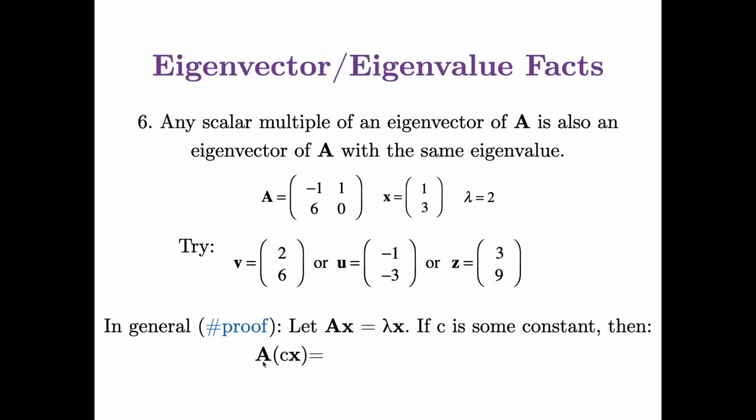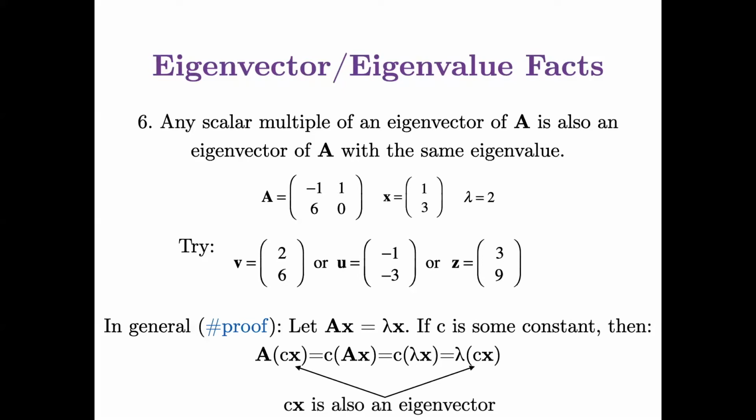then if I multiply A by C times X, that means if I take a scalar multiple of X and multiply it by A, well, since C is just a scalar constant, I can bring it outside of the parentheses, and of course, AX is equal to lambda X. And again, now lambda and C are both constants, and it does not matter in which way I multiply constants, so that would be the same as lambda times CX. So looking at the very left and the very right, I can see here that CX is also an eigenvector of A with the corresponding eigenvalue lambda.